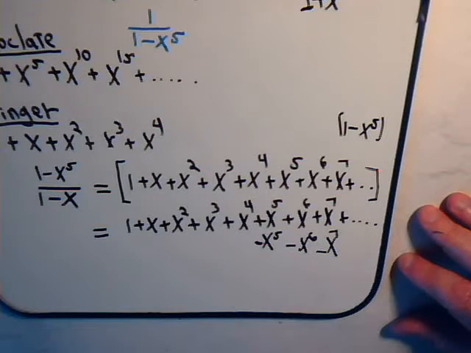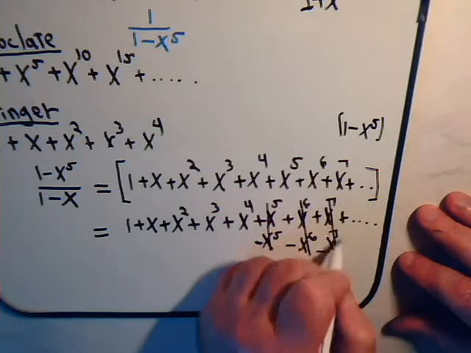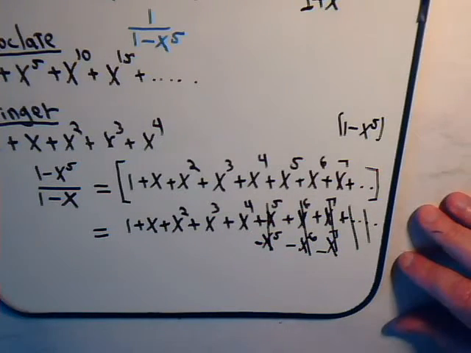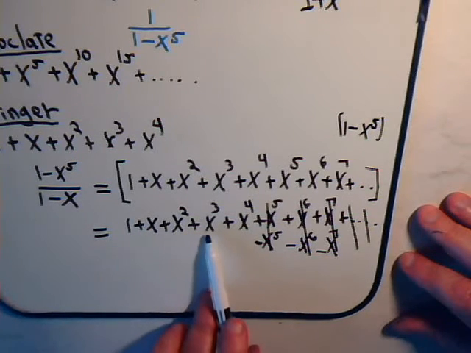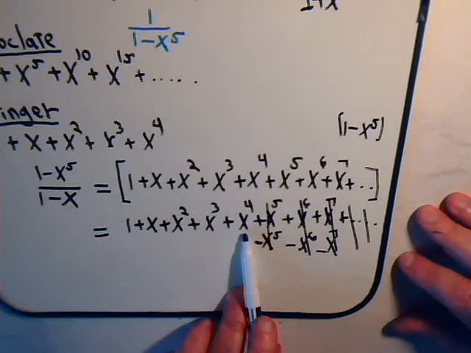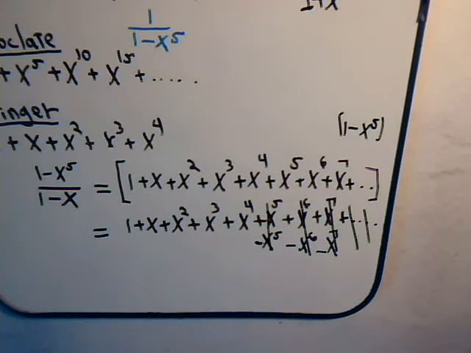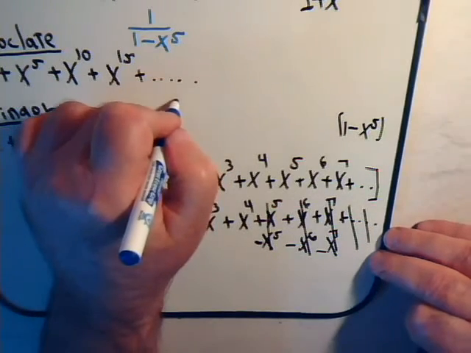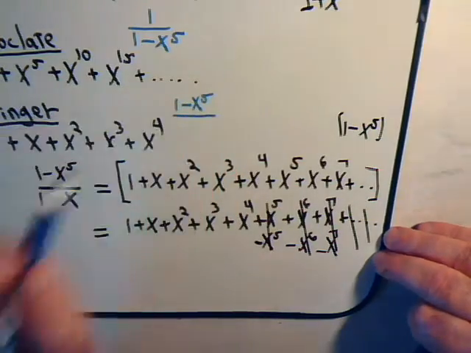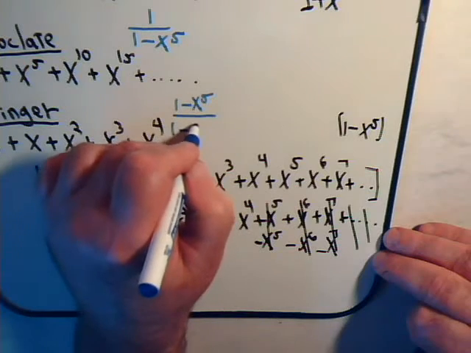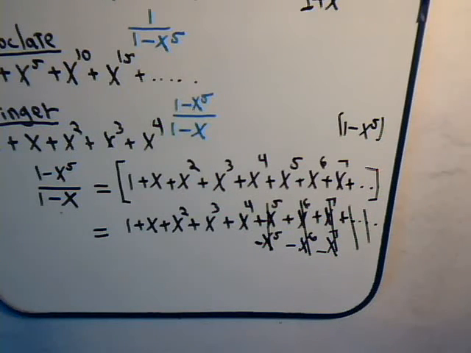So you can see that when we multiply by this, all these terms hereafter cancel, and we have 1 plus x squared plus x cubed plus x to the 4th. We have that finite sequence. So this generating function we can write like this as 1 minus x to the 5th divided by 1 minus x.